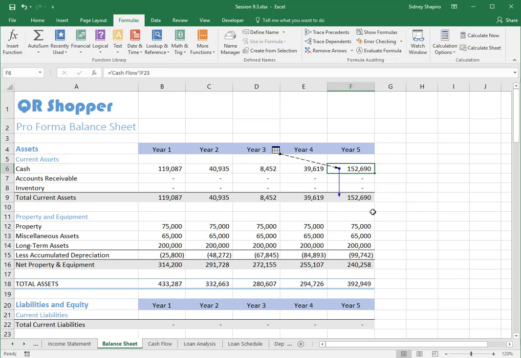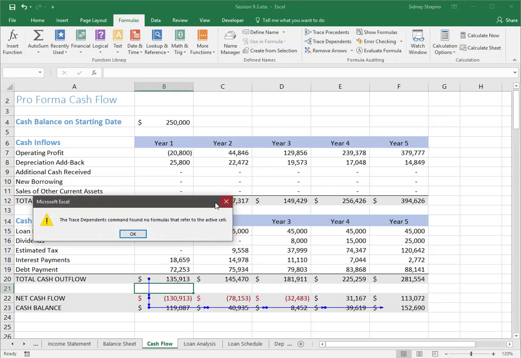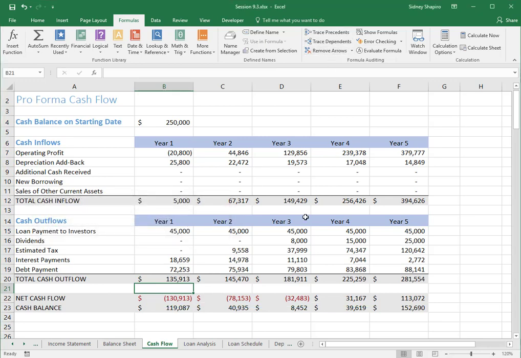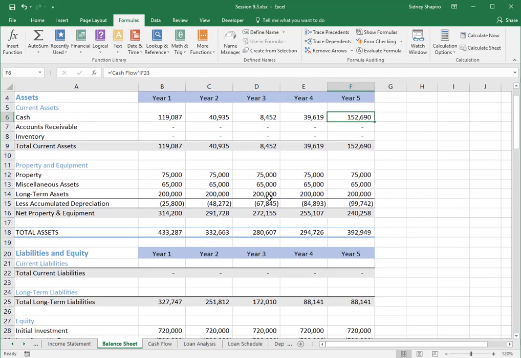Now, we'll click on remove arrows right here. And, whoops, sorry about that. I meant to click that one. There we go. Now we'll go to balance sheet. We have no errors on the sheet. Let's take a look. We seem to be good now. And we clicked remove arrows, and we're good.